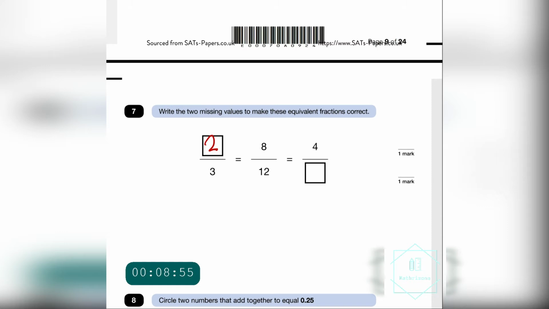Now work out this one, like 8. So from here, we can see that 4 twos are 8. So that means we have to put a number here which times 2 is 12. So that means here we will put 6, because 6 twos are 12.